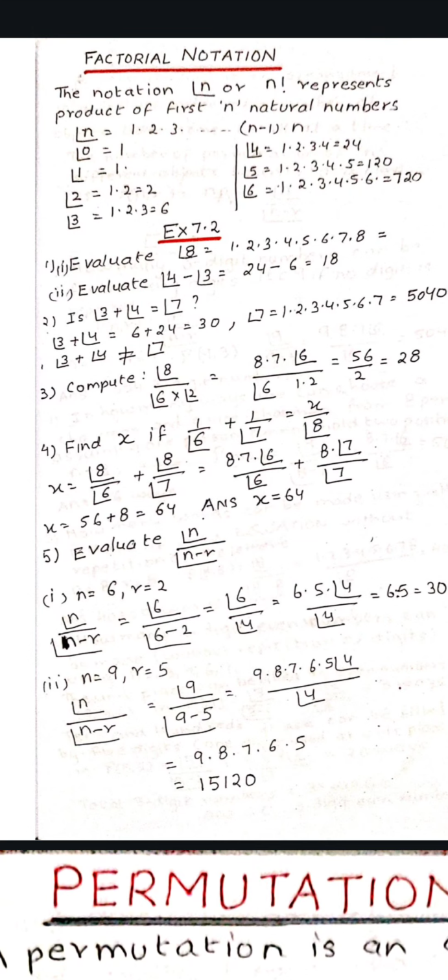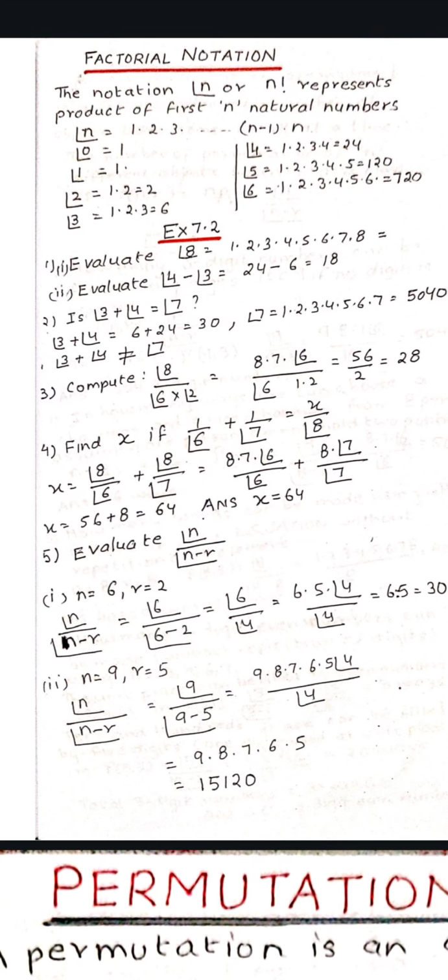Now the value of n factorial upon n minus r factorial is to be calculated. N is 6 and r is 2. Factorial n upon n minus r factorial becomes factorial 6 upon 6 minus 2 factorial, factorial 6 upon factorial 4. Factorial 6 can be written as 6 into 5 into 4 factorial upon factorial 4, where 6 into 5 becomes 30. So the value of first part is 30.